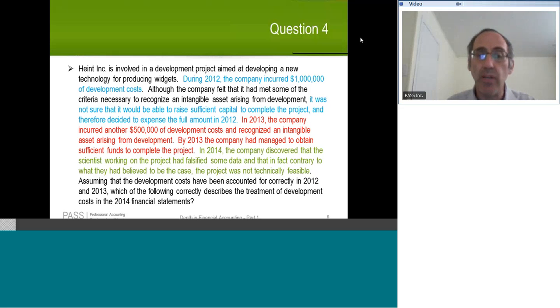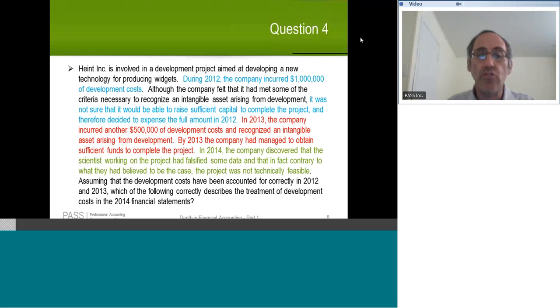Now, in 2014, the company discovered that the scientists working on the project had falsified some data, and that in fact, contrary to what they had believed to be the case, the project was not technically feasible. So let's see what we're being asked to do. Assuming the development costs have been accounted for correctly in 2012 and 2013, which of the following correctly describes the treatment of the development cost in the 2014 financial statements?